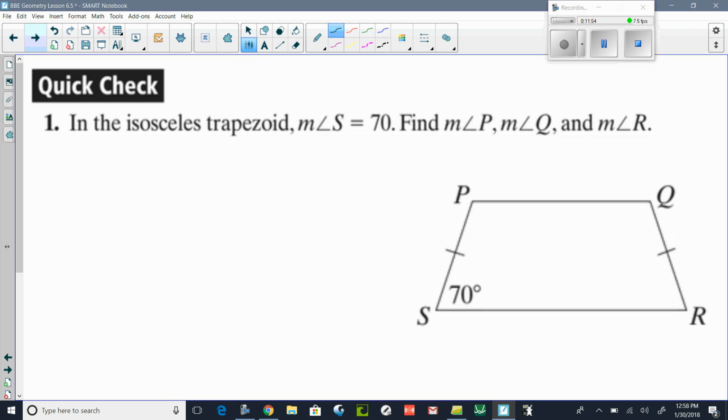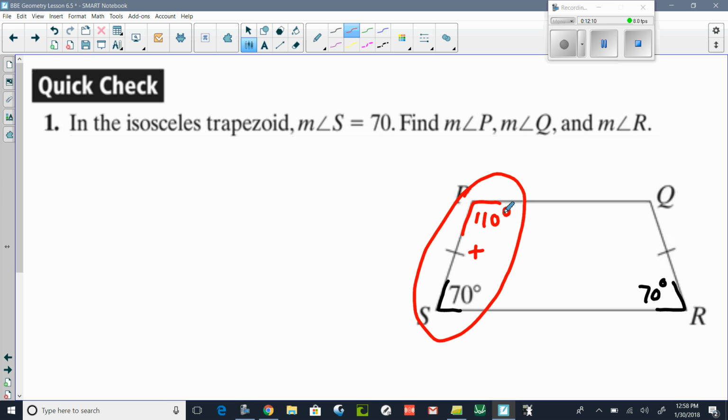Similar concept here. Just very quickly, if this is 70 down here and we do have an isosceles trapezoid, corresponding base angles are congruent. Again, we can find this missing measure by understanding that these two angles in here have to add up to 180. So if this is 70, I would need another 110 degrees to total 180. And our isosceles trapezoid theorem tells us that this other angle Q is also going to be 110 degrees.